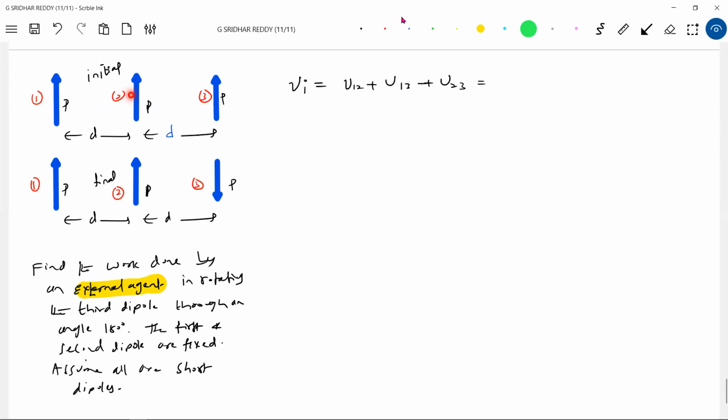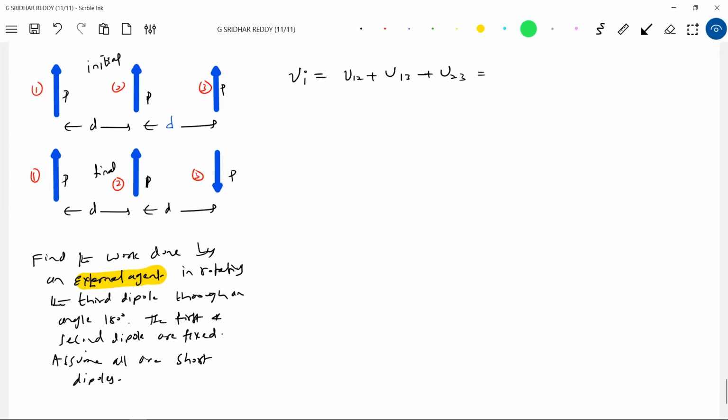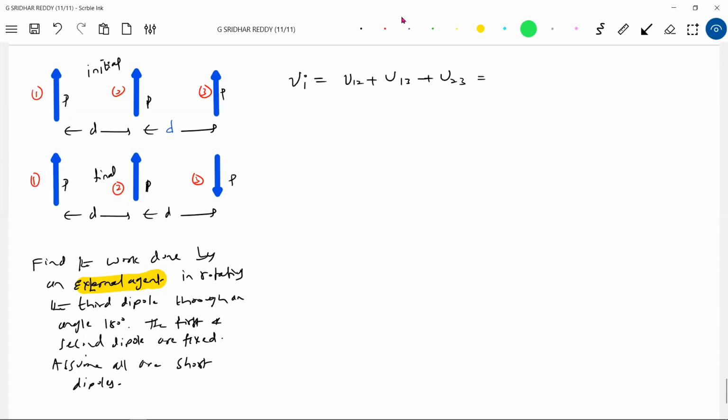How will E bar be here? All of you can see the screen? No problem. Shall I continue? Yes, sir. Okay, fine.